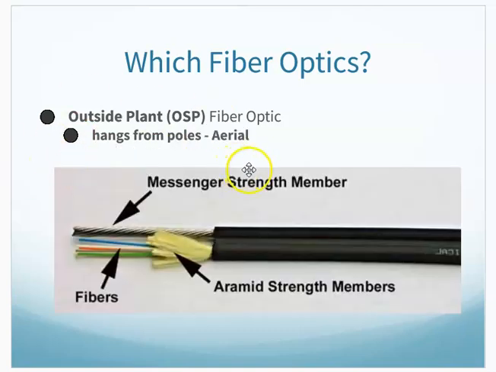Anyone that is a utility that's going to hang a fiber optic on the utility poles, they call that aerial fiber. This actually has a steel cable in part of the fiber. That steel cable is getting anchored to the poles. They call that the messenger strength member. And then the fiber optic is in the same jacket, but almost looks like a figure eight if you look at it from the end.